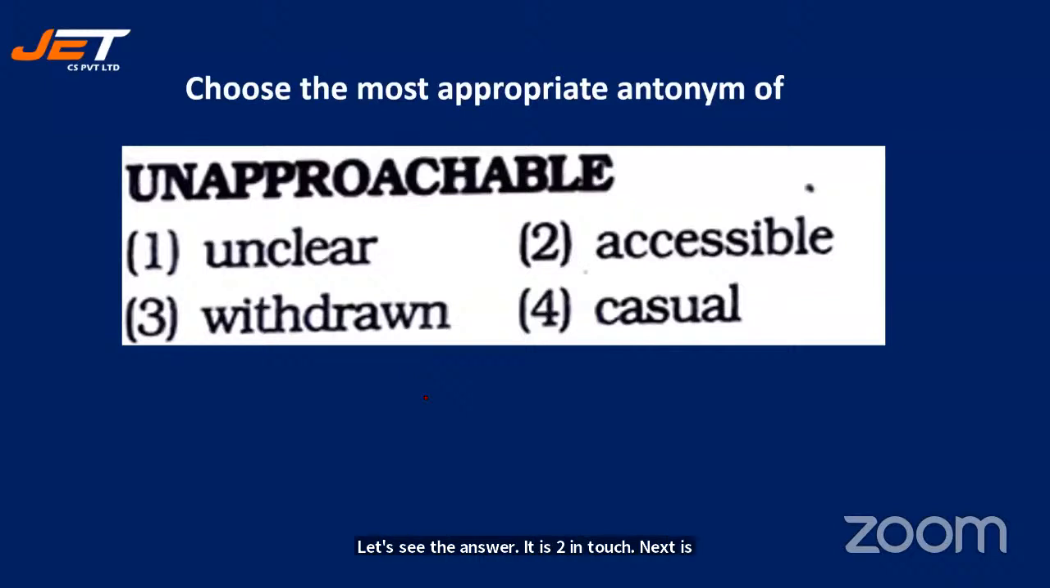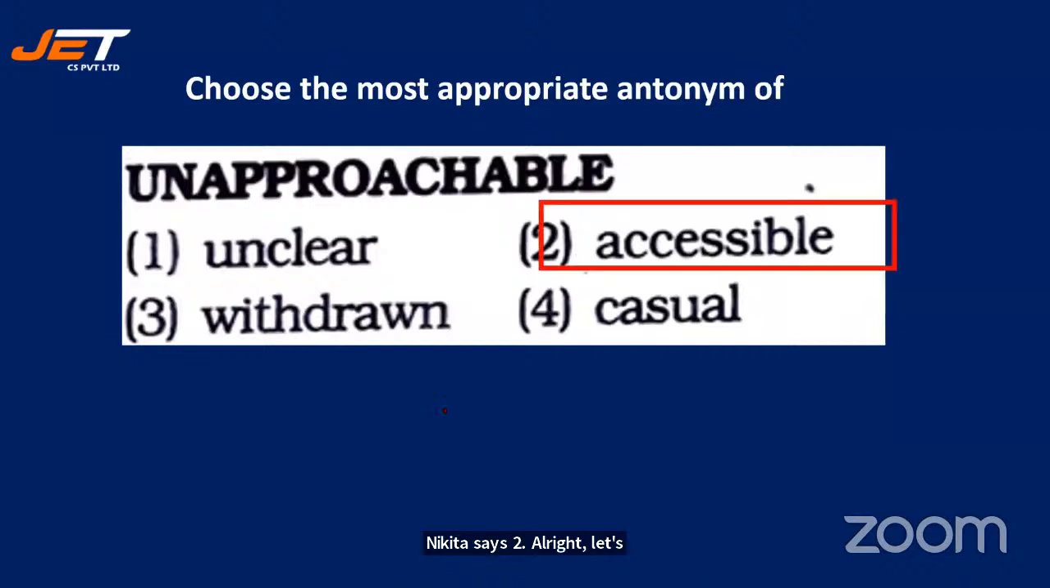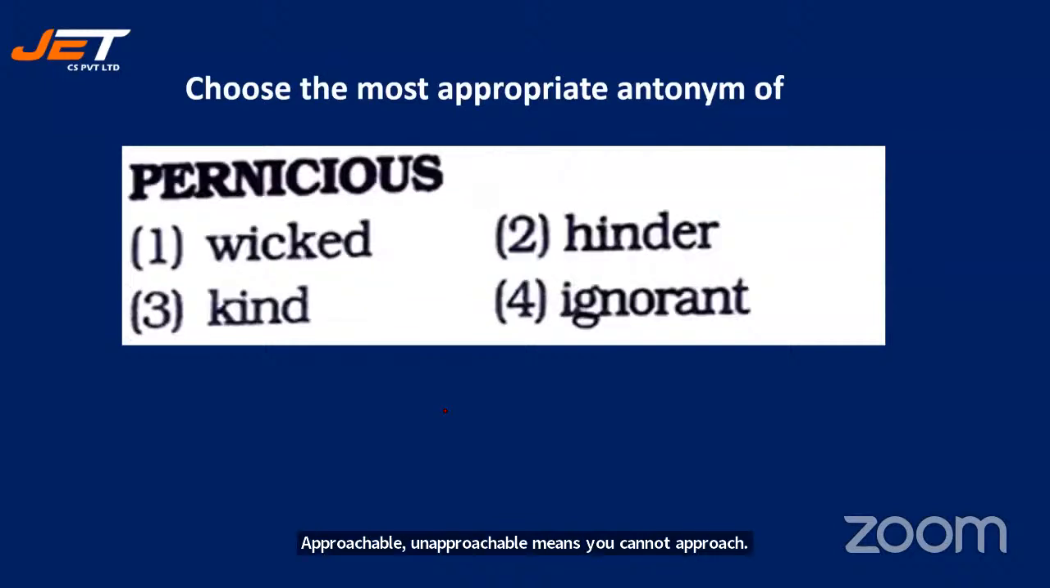Next is unapproachable. You need to give the antonym, opposite. Is it unclear, withdrawn, casual, or accessible? Very simple question, in fact. Many says 1. Nikita says 2. All right, let's see. Yes, it is 2. Approachable. Unapproachable means you cannot approach. Opposite is you can easily access.